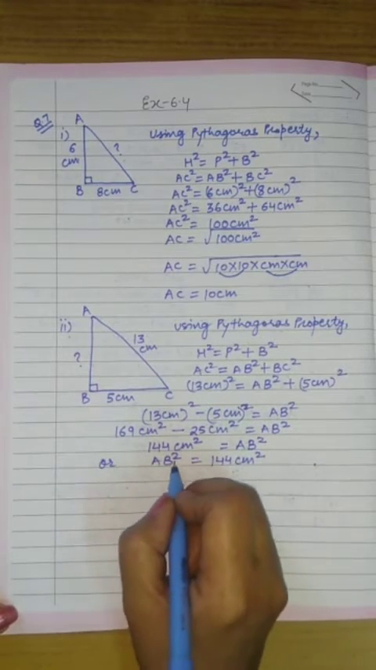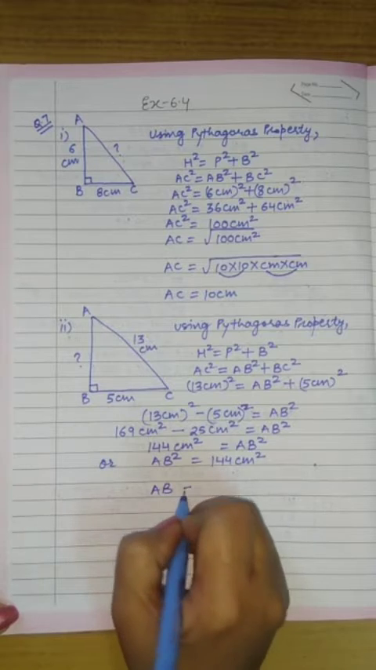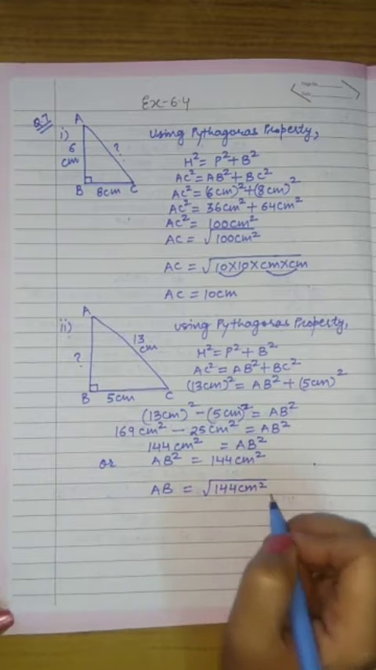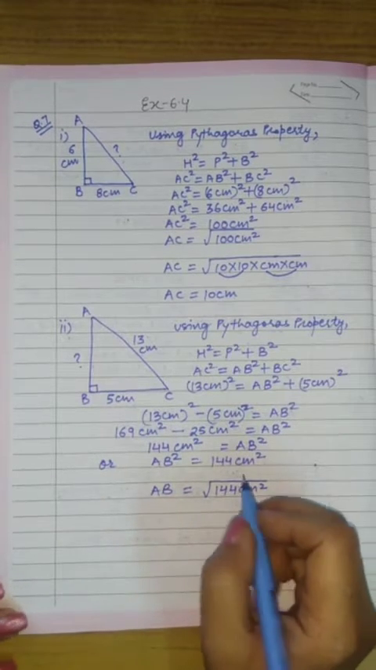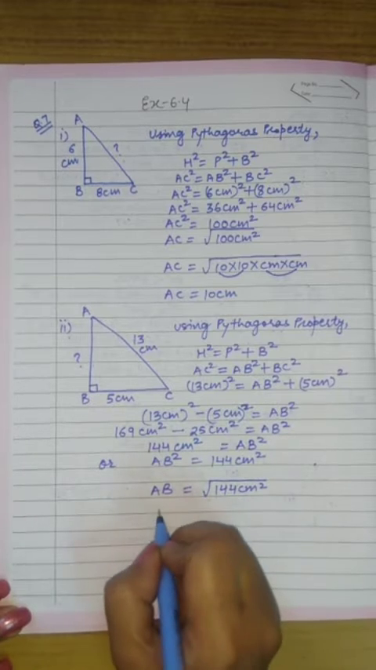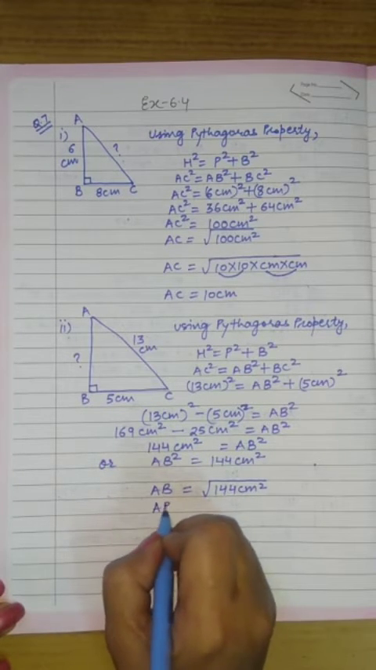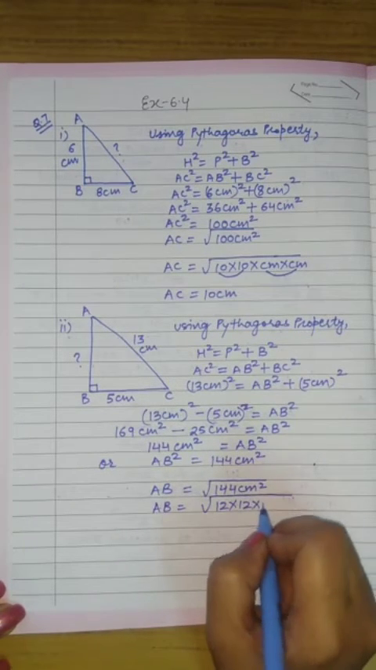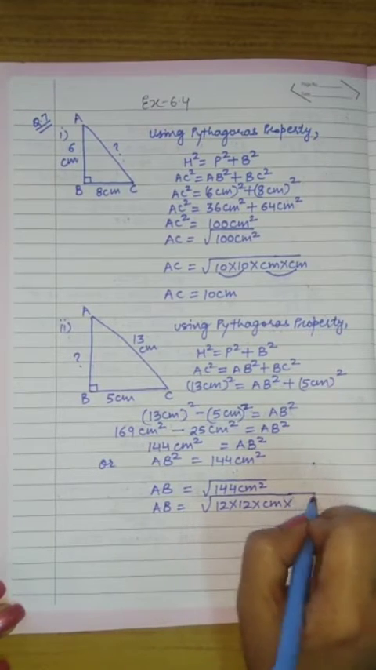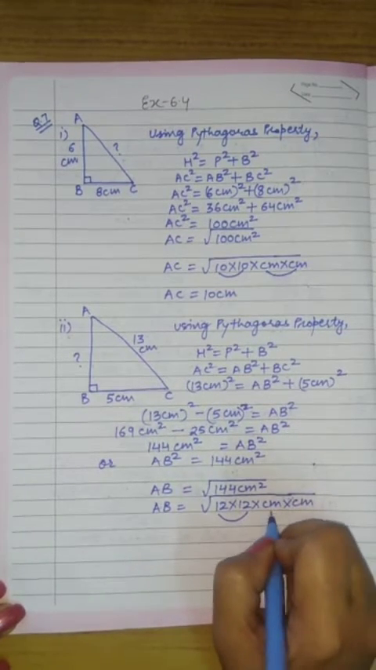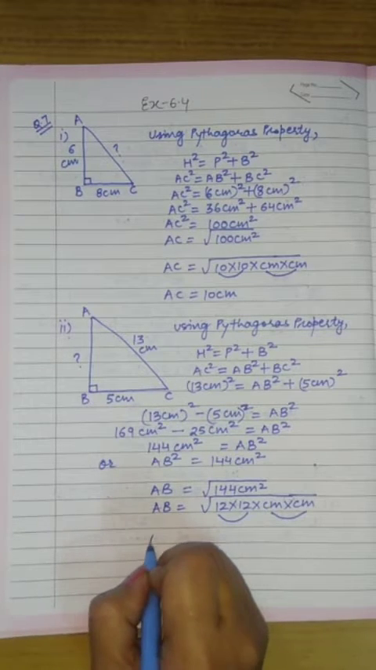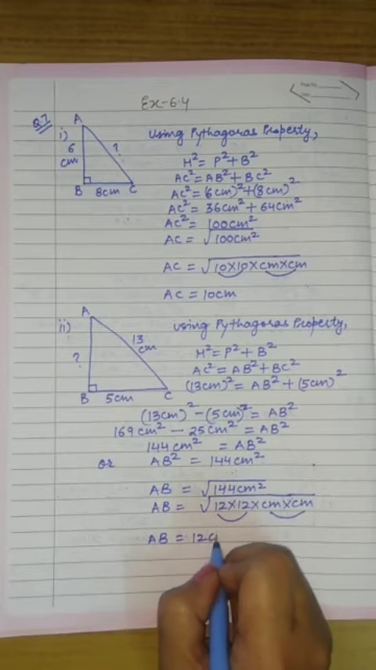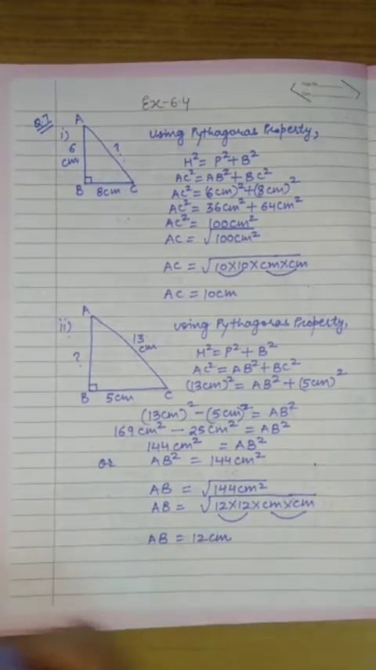So this square when transposed to other side will become square root of 144 centimeter square. Now 144 is the square of 12. So we will write it as AB is equal to square root of 12 into 12, and centimeter square will be written as centimeter into centimeter. So we will take 1 from each pair and we get AB is equal to 12 centimeter. Now question number 8.